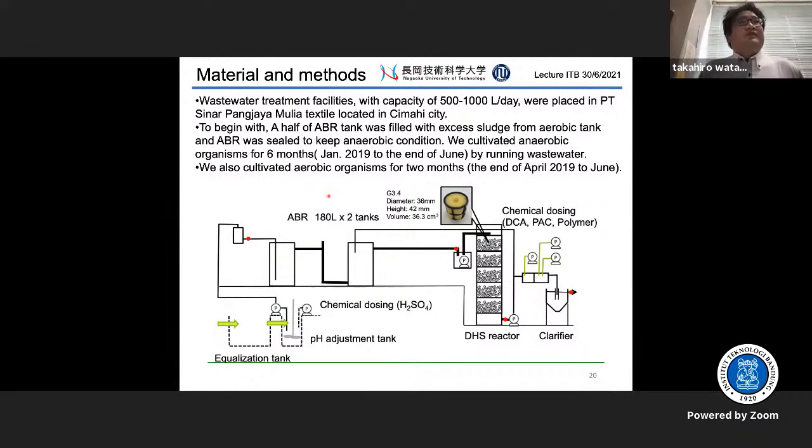In this project, we installed the pilot scale ABR-DHS system, and this figure shows our installed system. To begin with, half of the ABR tank was filled with excess sludge from the aerobic tank, and the ABR was sealed to keep anaerobic conditions. At the beginning, we cultivated anaerobic organisms for 6 months by running the wastewater. We also cultivated anaerobic organisms for 2 months in the DHS reactor.